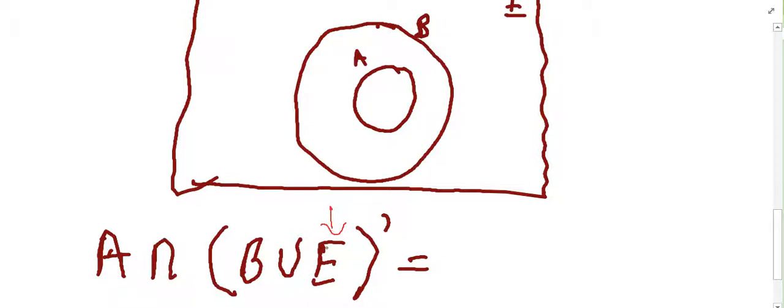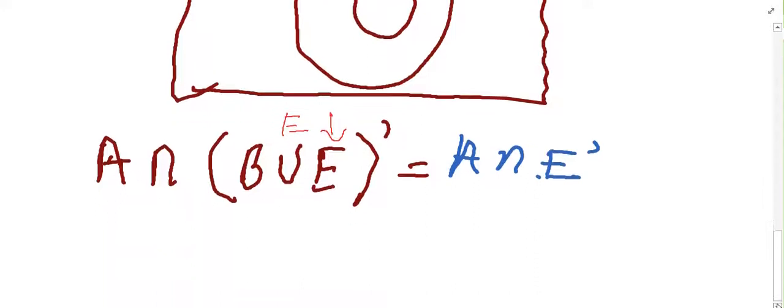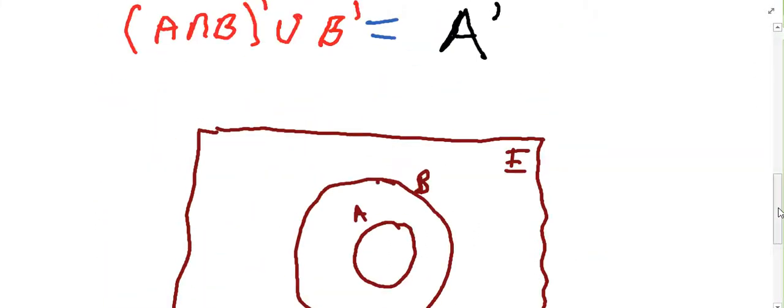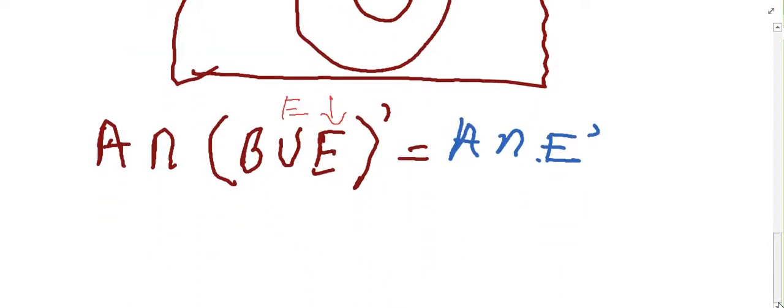Now, if you look at that, you're going to understand that what you are having inside here is just E, okay? So this simply means that what we have at this point is A intersection E complement, because you know when you unite the universal set with any set, it's going to give you what? The universal set.